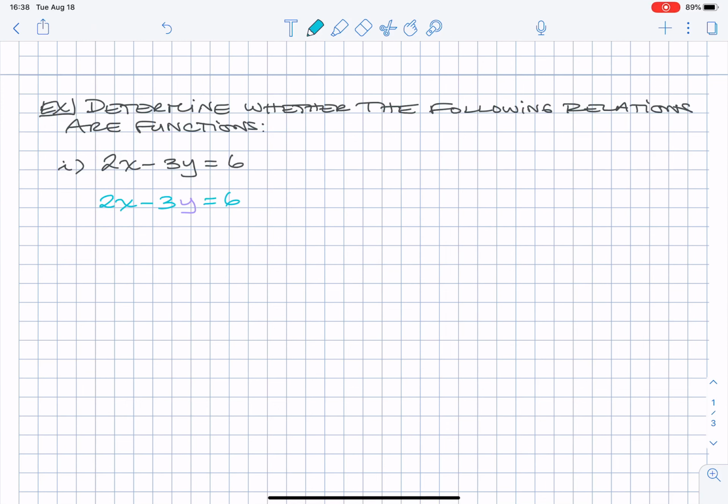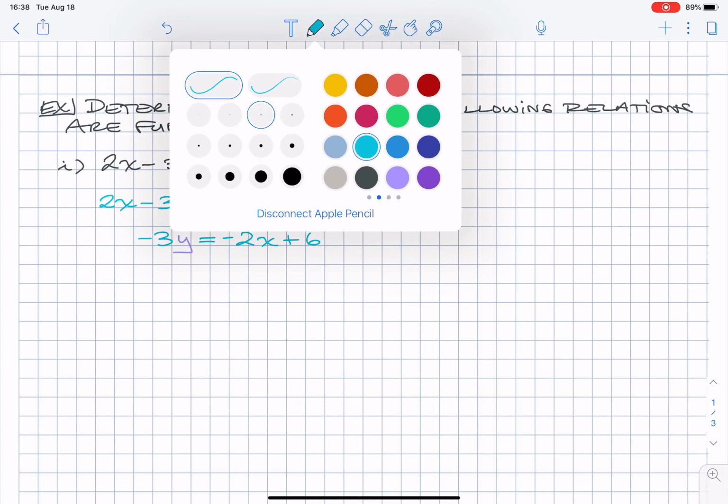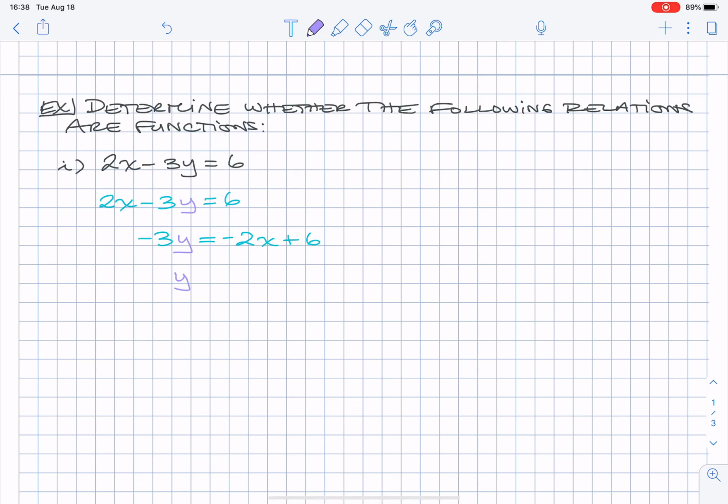So my first step is to subtract 2x from both sides. So I get negative 3y is equal to negative 2x plus 6. And the final step is to divide everything by negative 3. So I get y is equal to 2 over 3x minus 2. So that's a single value for y. So that implies it is a function. There's only one value for y. So it is a function.